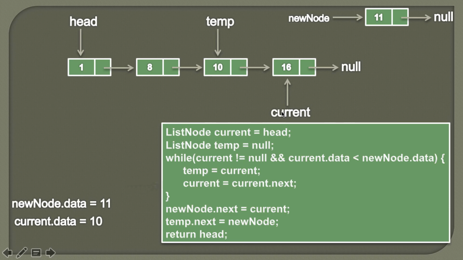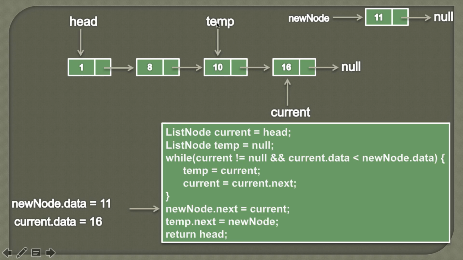Moving ahead, so now current is not equal to null, and if you see current data, so current data is 16 and new node data is 11. Therefore current data is not less than new node's data, therefore this while loop condition comes out to be false and this while loop breaks. So if you see, we have traversed current to the node which is just greater than the value of new node, and we have also kept a temporary node which is just behind the current node.